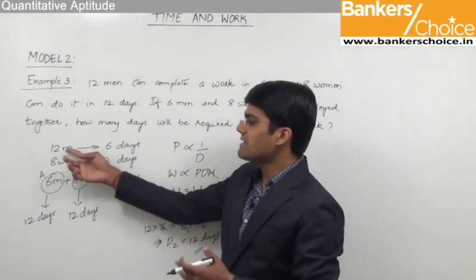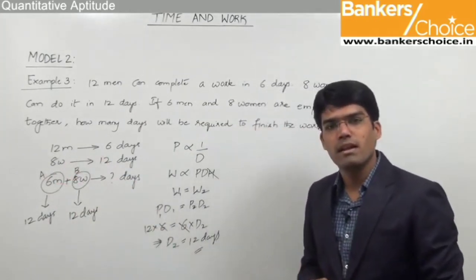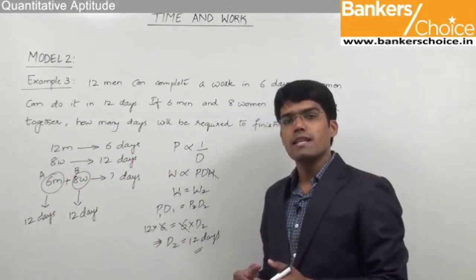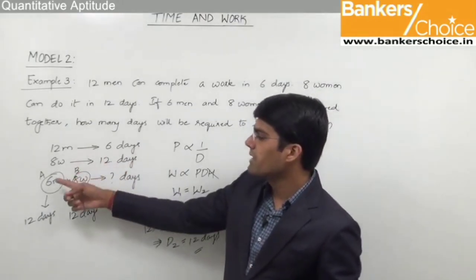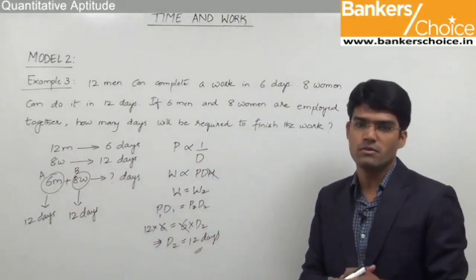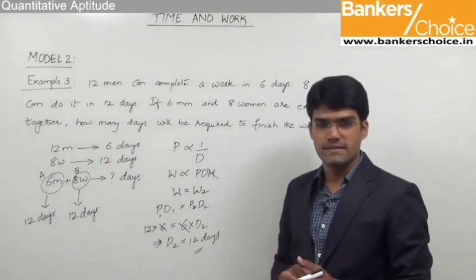But in this case, as we can see that the number of men is becoming half, directly we can say that the number of days should be double. Otherwise, when there is no direct relationship between the number of men in these two cases, we can use this concept of P1 D1 equals P2 D2 to get the number of days.